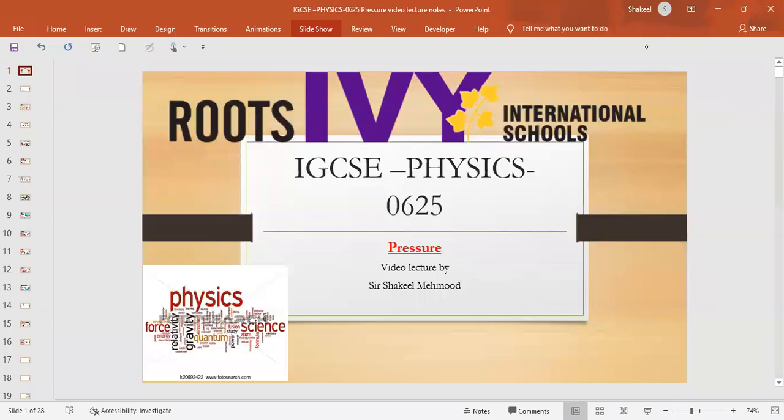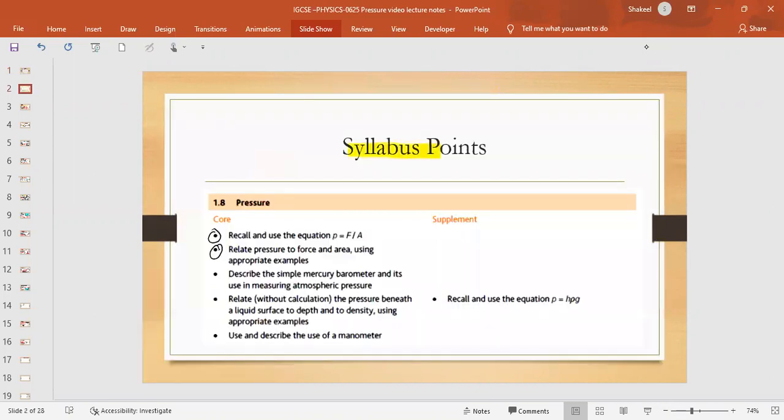Hello students, this is Sir Shakil and today we are going to discuss a very important topic from IGCSE physics, that is pressure. Okay, so let's first look upon the syllabus points.